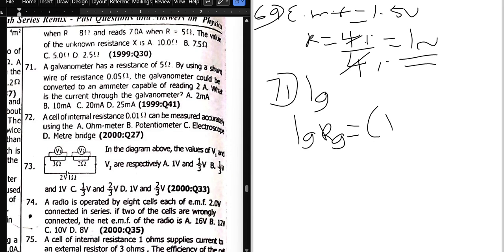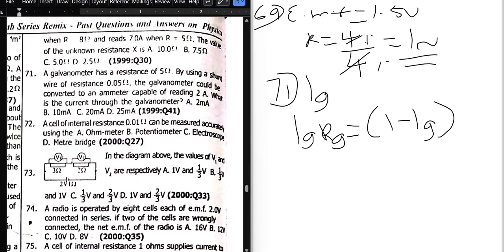that is 2 ampere minus the current of the galvanometer, which we do not know yet, all in brackets, times RS, that's the resistance of the shunt. So this is the formula you have to apply, and this is what you're applying it to.